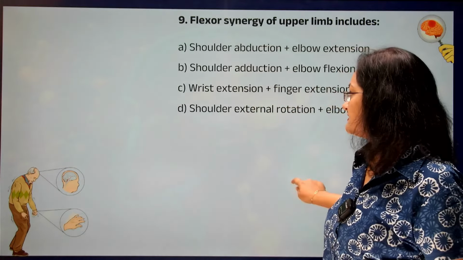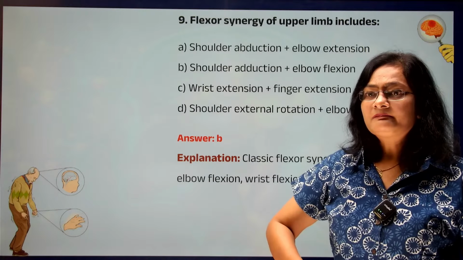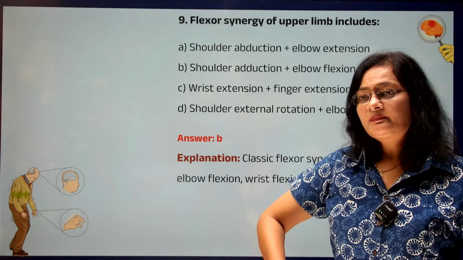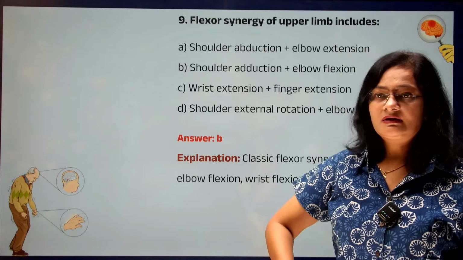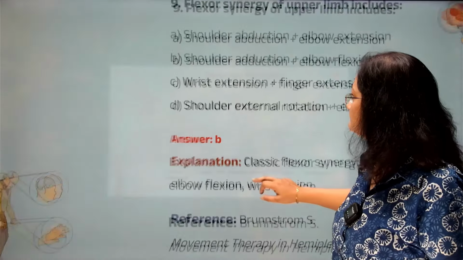So based on this, our answer will be answer B. Shoulder will be adducted and elbow flexion. So this will be produced because of the external rotation. Okay. So answer will be B.